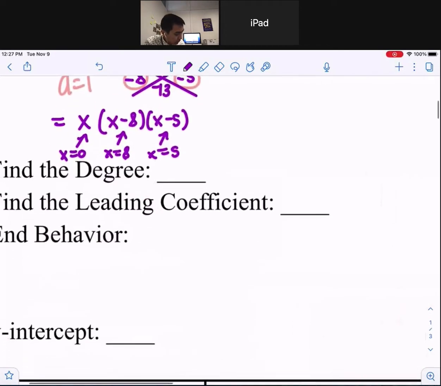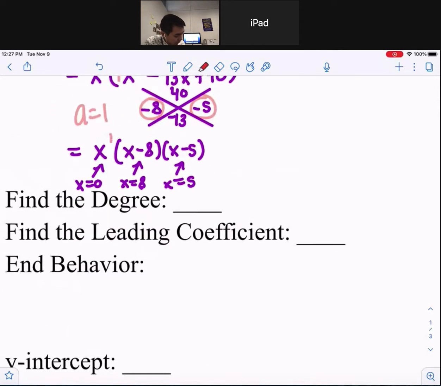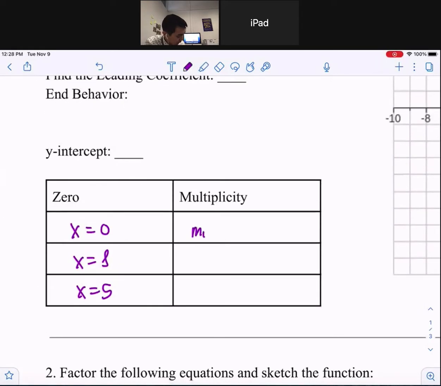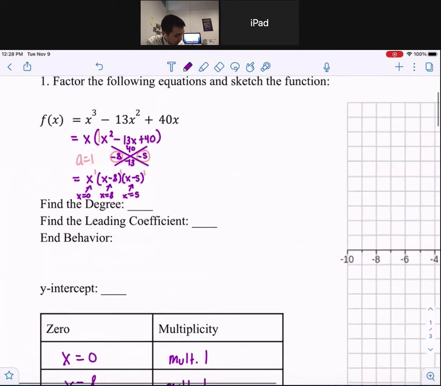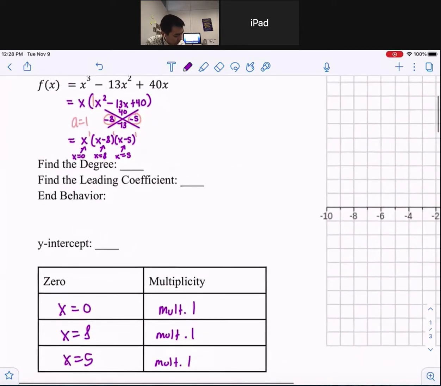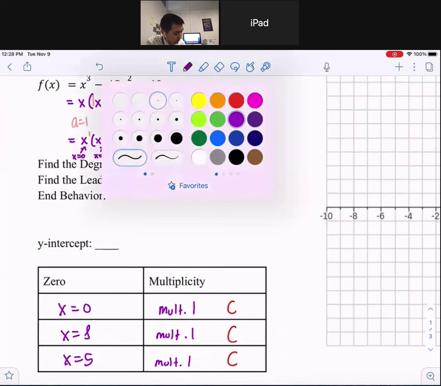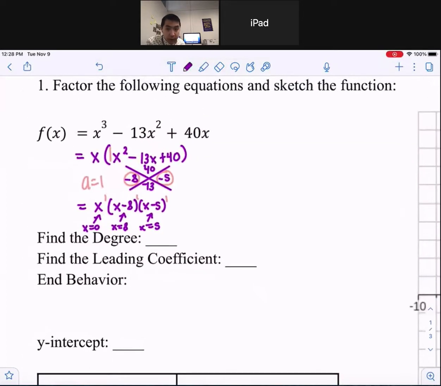Now, if you look at all the degrees, degree of 1, 1, 1. So all of those are going to be multiplicity of 1. That's solely based off of the power or degree of each factor. And if it's multiplicity of 1, when you graph these, they're going to cross at those zeros.